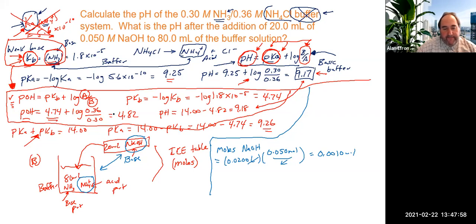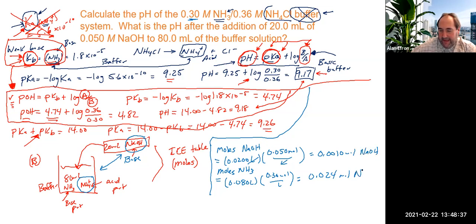We want to figure out the moles of our buffer. So for our NH3, we have 80 milliliters of the buffer. That's going to be 0.08 liters times the molarity of our NH3, which is 0.3 moles per liter. And 0.08 times 0.3 gives us 0.024 moles. The top one is sodium hydroxide, and this one is our NH3.